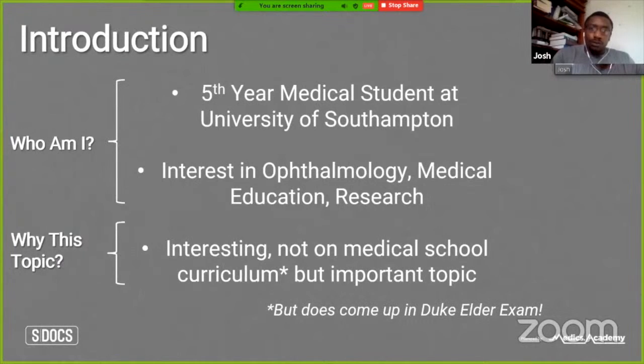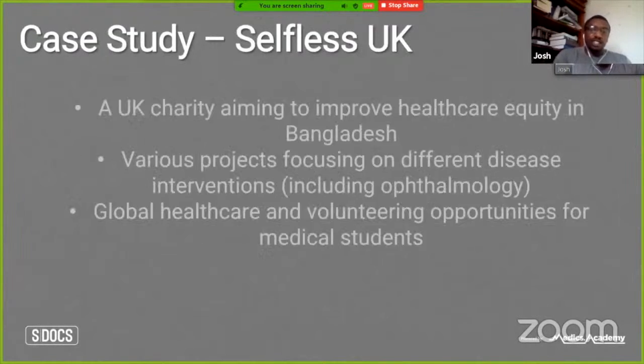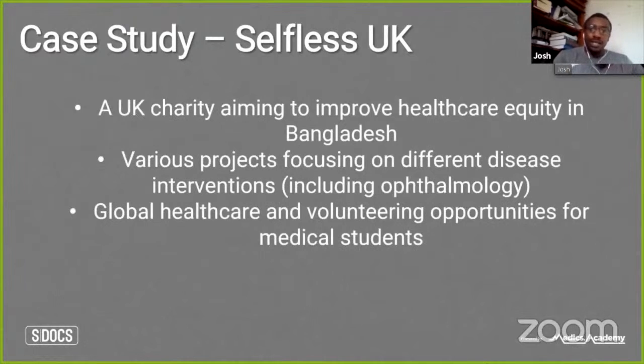Okay, so in this case study, we'll look at the charity Selfless UK. It's a UK charity aiming to improve healthcare equity in Bangladesh. It does various projects focusing on different disease interventions, including ophthalmology, but not limited to ophthalmology. They also do many other things, as you'll see in the video.